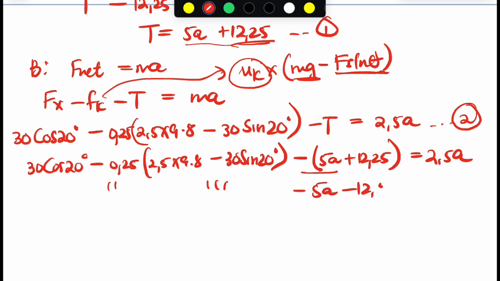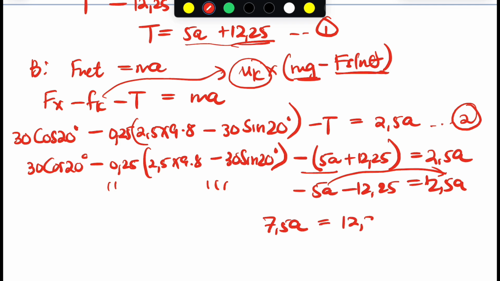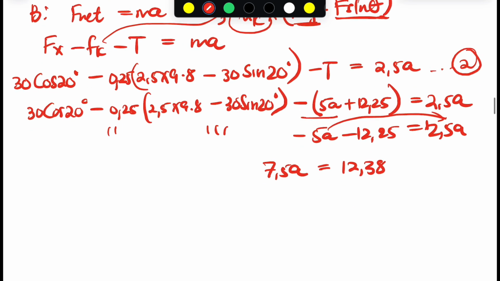It's going to be -5, -12.25 is equal to 2.5a, right? And then when you take that 5 to that side, it's going to be 7.5a. And then remember, you punch this in a calculator and then you minus this. It's going to be the answer, already calculated, guys. It's going to be 12.38, and then you divide by 7.5. The acceleration is going to be 1.65 meters per second squared.